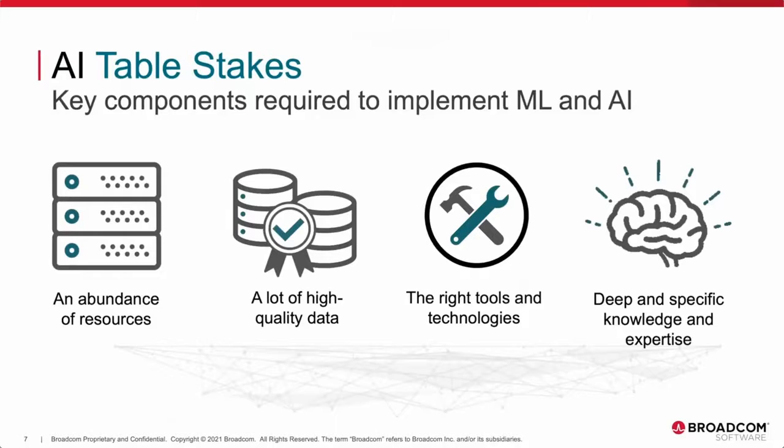And that means you have to have an abundance of resources, a lot of high quality data. You have to have the right tools and technologies to take advantage of it, including AI libraries, as well as analytics tools. And you have to have deep and specific knowledge and expertise. And that kind of goes back to that point I made just a minute ago about mainframe domain expertise being really important for AI ops.